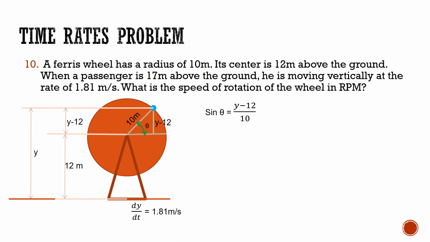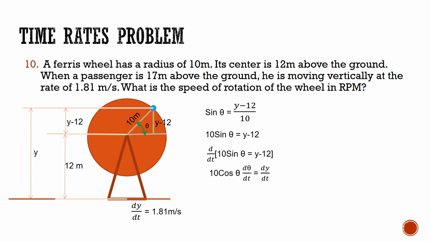Our function is sine theta. Okay, by the way, the rate of y is actually changing at 1.81 meters per second according to the problem. So we formulate now the relationship of those given through sine. We will have that function sine theta is equal to y minus 12 all over 10. So by cross multiplication, we will be having that, and then of course execute differential of that equation with respect to time, ano?